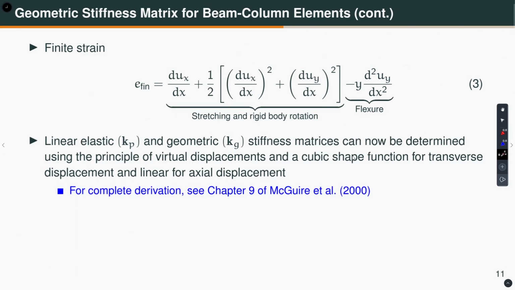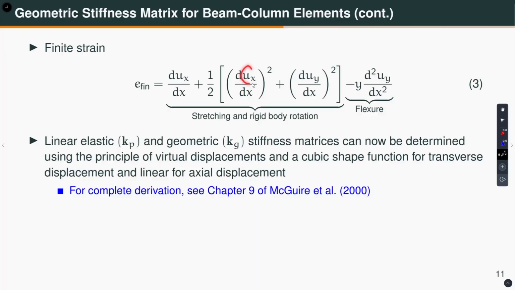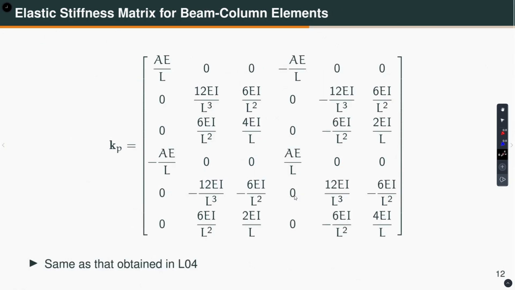Well, we can derive from this, using the principle of virtual work, virtual displacement, the linear elastic and geometric stiffness matrix, and we have to use the shape function like we did earlier for the truss element. So, the shape function for ux is going to be the same linear shape function as we have used earlier, and for uy we will be using a cubic shape function for the transverse displacement, right. So, for the complete derivation you can look at chapter 9 of this book.